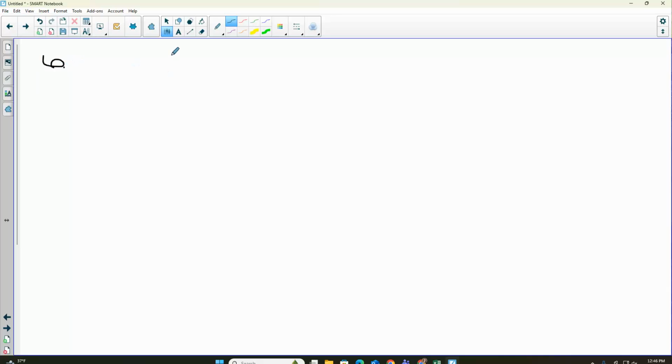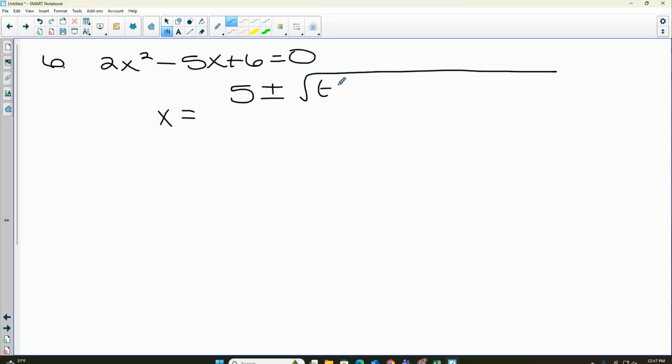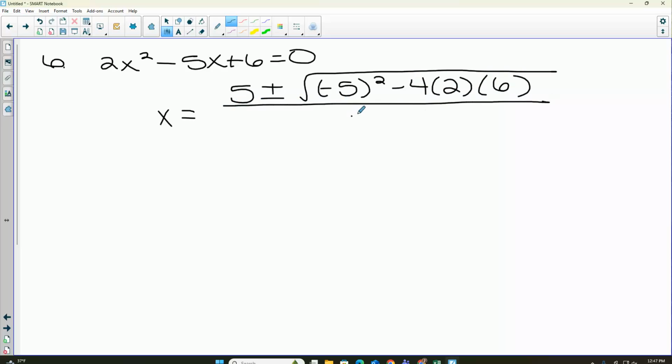Number 6. So you probably tried slip and slide. Does anything multiply to 12 and add to -5? No. If you're going to do quadratic formula, you have to back up and do it off this one, not what we tried to slip and slide. So the opposite of b, plus or minus the square root of b squared minus 4ac, all over 2a.